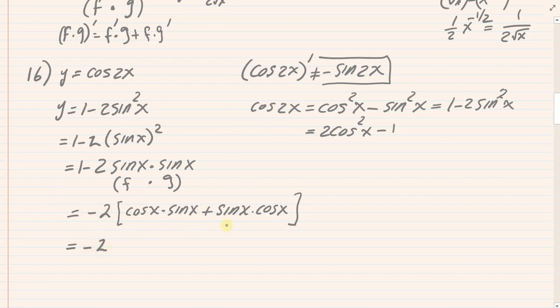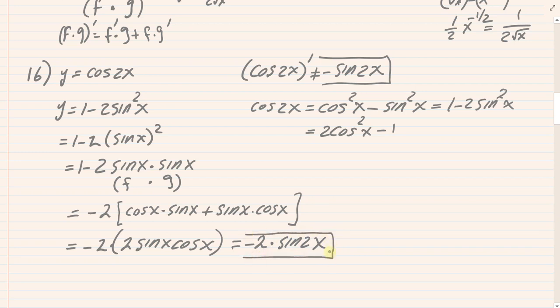Now, inside brackets, we have, those are like terms, aren't they? So I have 2 sine x cos x. Now, remember, there is a double angle identity for that. That itself is an identity. So you really got to be sharp on your trig identities here. 2 sine x cosine x, that's going to be sine 2x, right? Sine of the double angle. So the answer, all said and done, is going to be negative 2 times sine 2x.